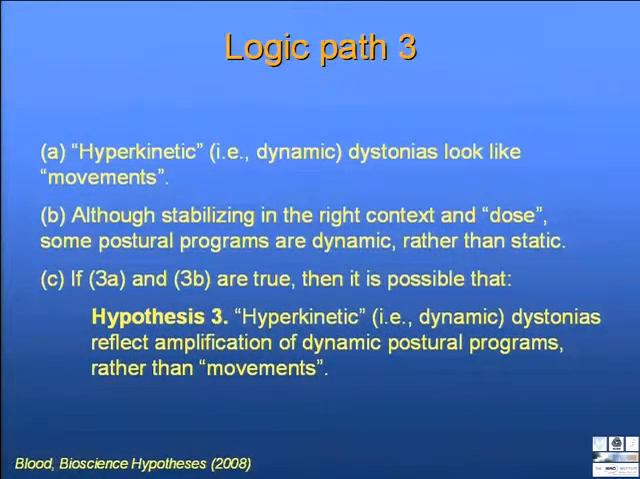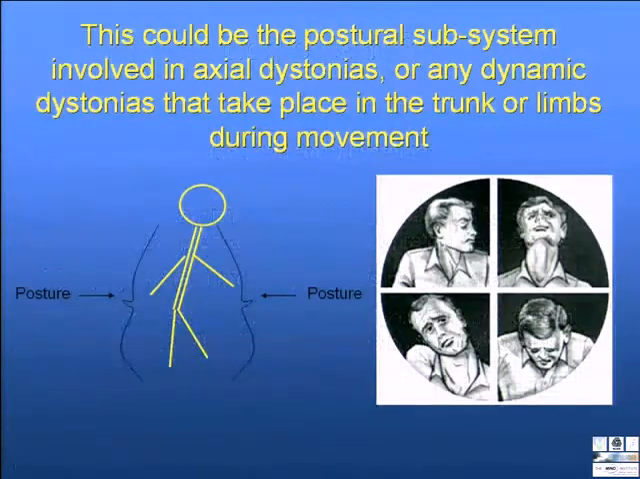So, as I just said, we already know that hyperkinetic dystonias look like movements. So even if it's stabilizing in the right context and dose, some postural programs are dynamic rather than static. If these two things are true, then hyperkinetic dystonias reflect amplification of dynamic postural programs. So we're sort of moving forward in defining all of these dystonias as postural rather than movements, but there are a few things left.